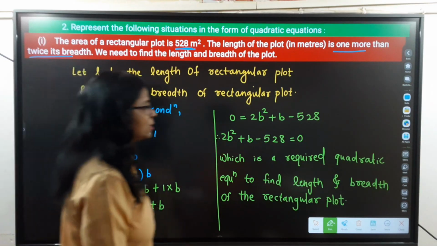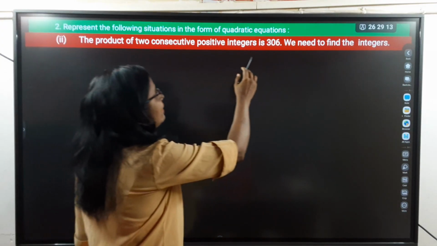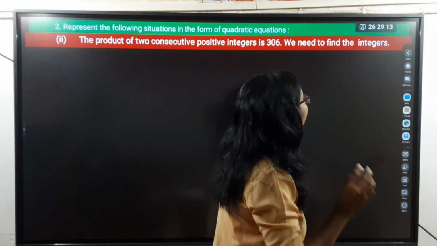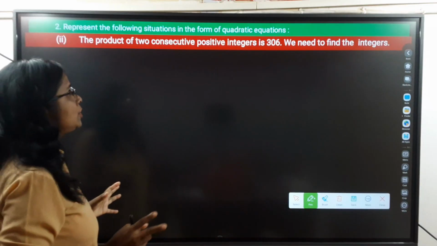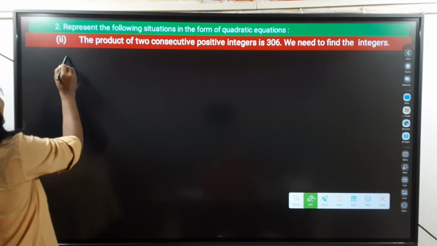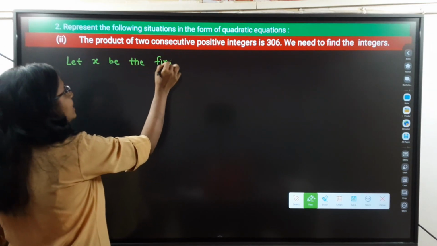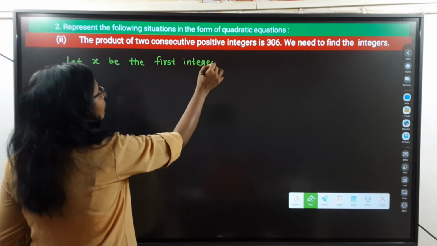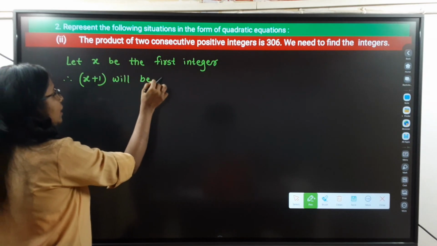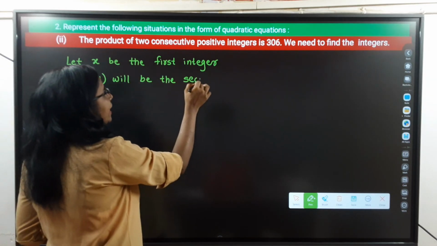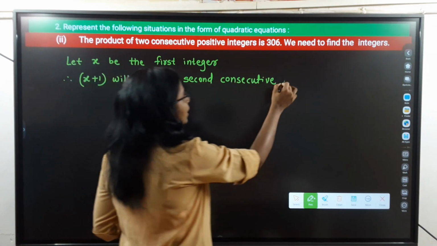Okay, students, then see the next example. The product of two consecutive positive integers is 306. We need to find the integers. So here there are two consecutive positive integers. First I say, let x be the first integer. Therefore x plus 1 will be the second consecutive integer.